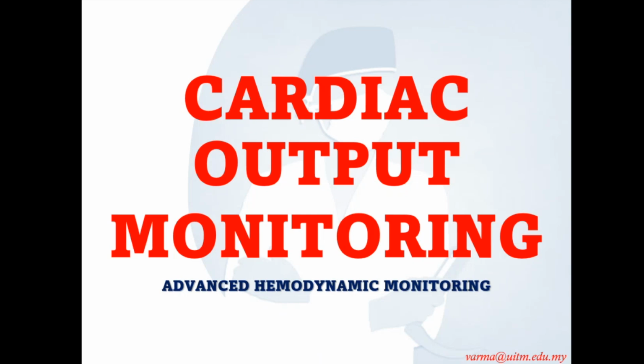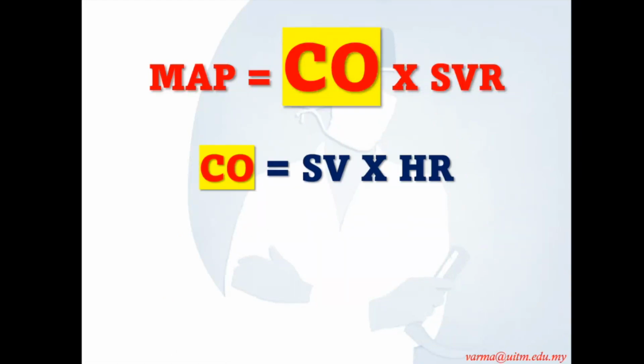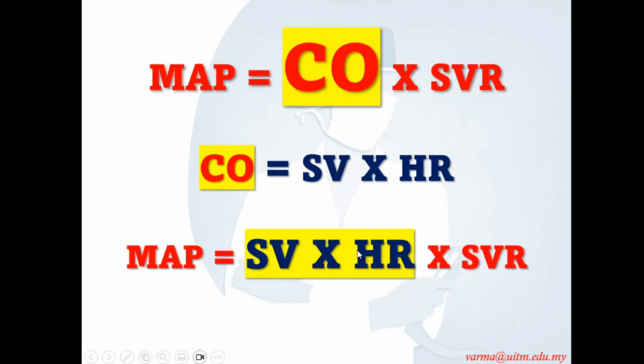The details of it is more into finals. It all brings back to this concept of MAP equal to cardiac output times systemic vascular resistance, and we know cardiac output is stroke volume times heart rate. So finally, your BP is stroke volume times heart rate times your systemic vascular resistance.